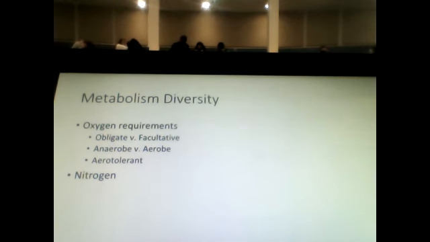So bacteria have different oxygen requirements. Some are obligate, meaning they have to have oxygen. They're obligate aerobes, or they're obligate anaerobes, meaning oxygen kills them, and they can't have oxygen. Facultative means they can do it if they have to. So there are bacteria that are what we call facultative anaerobes. They would rather have oxygen and they're happier when there's oxygen. But if there's no oxygen, fine, they can do something else.